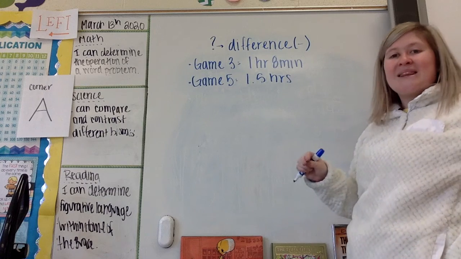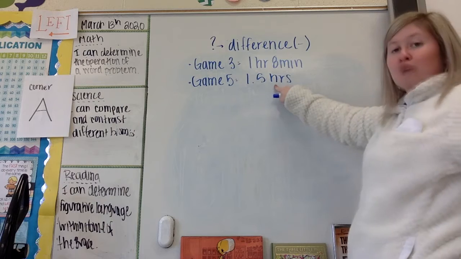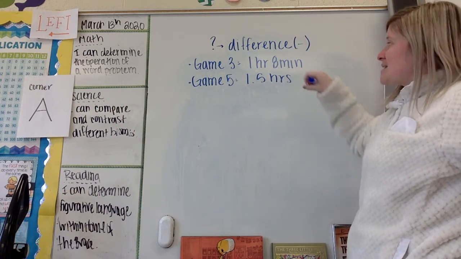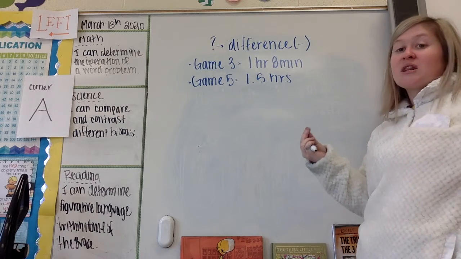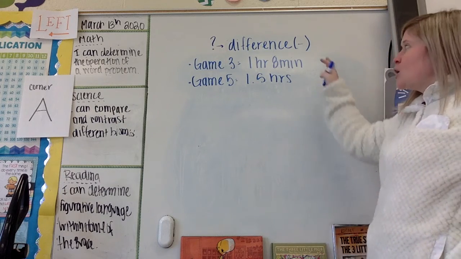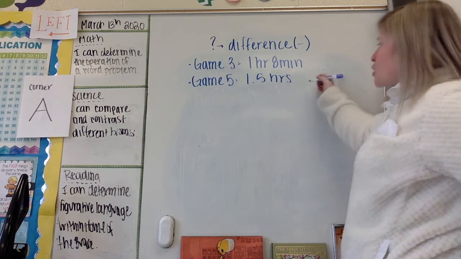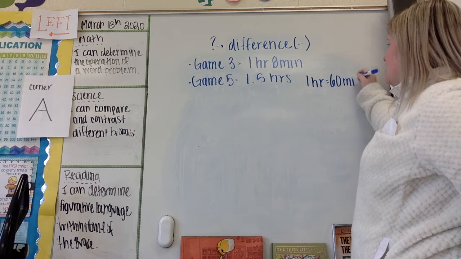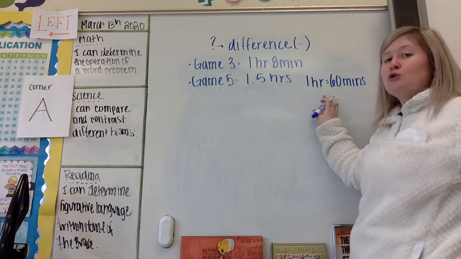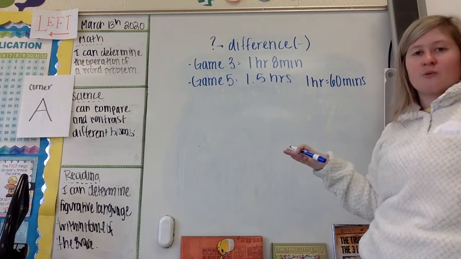But before we can do anything, they have to have the same measurement. So these hours work out great, but this 8 minutes kind of throws everything off. So it's going to just be easier to take everything and convert it into minutes so that both of these numbers are the same. So if you're looking at your notes from earlier, I know that 1 hour is equal to 60 minutes. So now we're going to use that bit of knowledge to turn both of these games into straight minutes before we subtract.